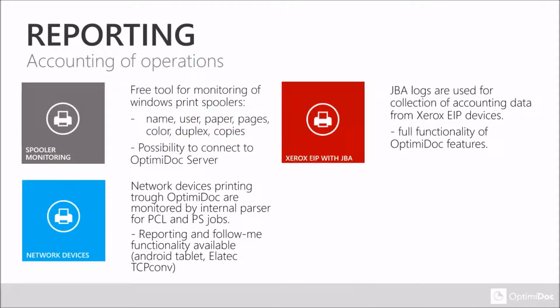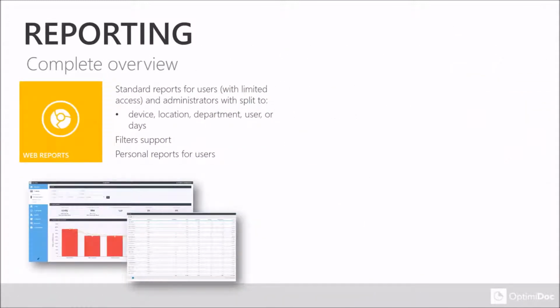Last device is the Xerox EIP device with the JBA log. On the Xerox devices with the EIP, we are capable to provide a full functionality including the print and scan terminal. Together with the JBA logs, we have the exact information about the statistics. Such information could be presented inside the OptimiDoc web interface through the web reports.